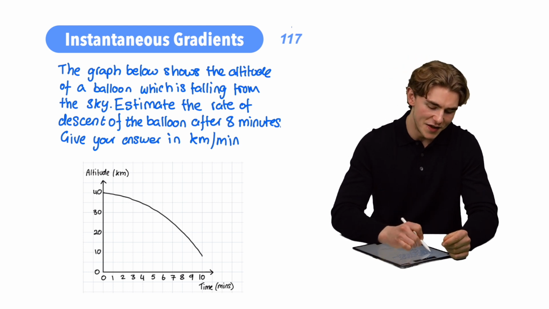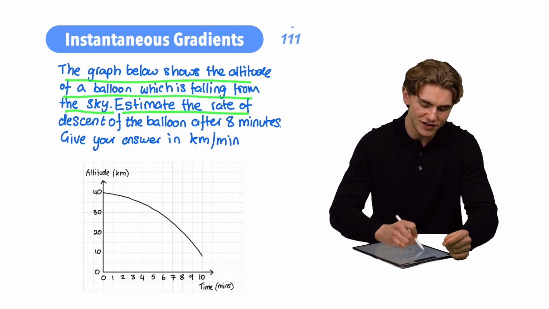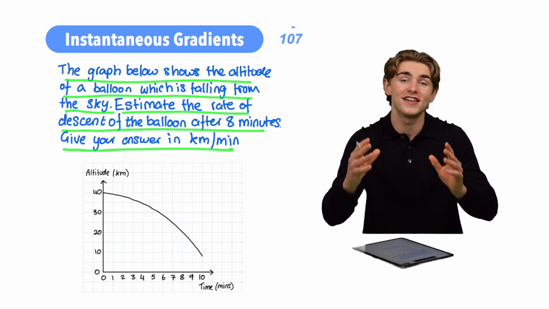The question says, the graph below shows the altitude of a balloon which is falling from the sky. It then asks us to estimate the rate of descent of the balloon after 8 minutes, giving our answer in kilometers per minute. Guys, what do we reckon?